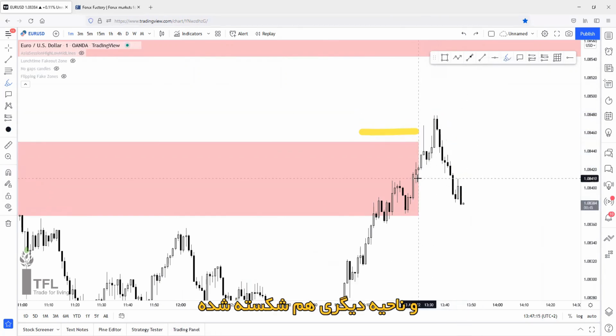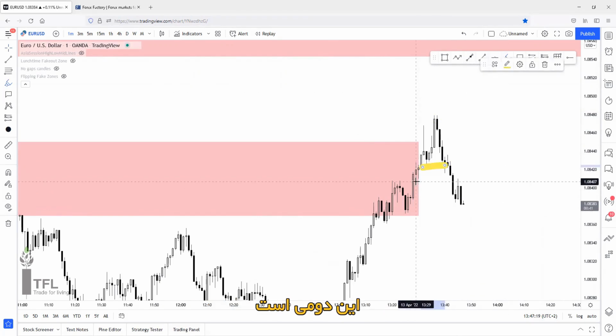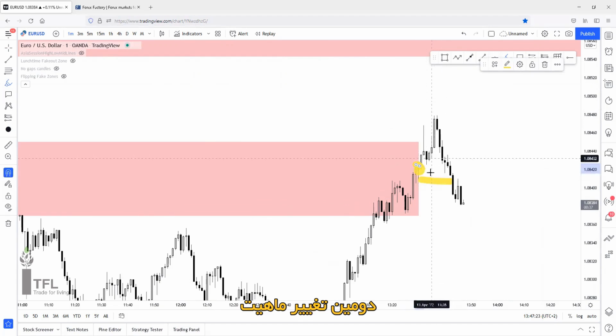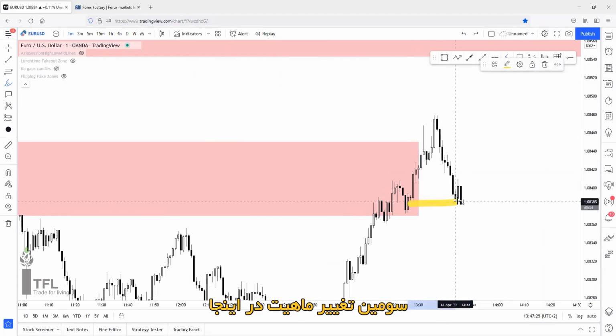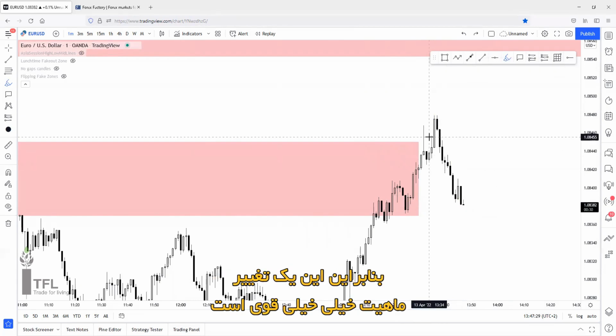And this equals the break of another zone, because there were several changes of character. As you can see, here's the first, here's the second, because this is an inside bar, so this counts as a demand zone. Second change of character, third change of character right here. As you can see, body broke below this zone. So this is a really strong change of character.